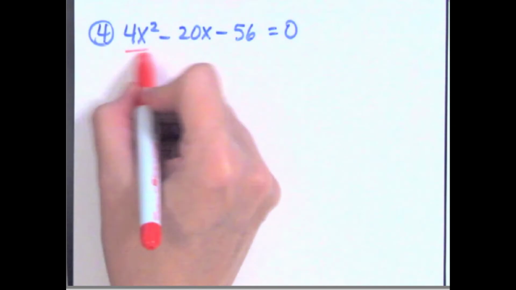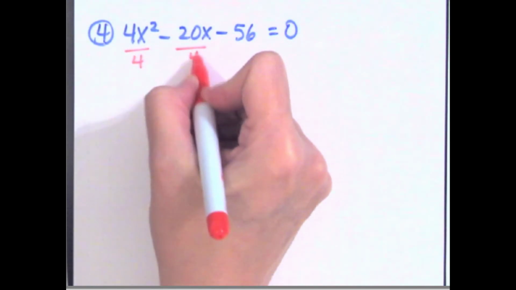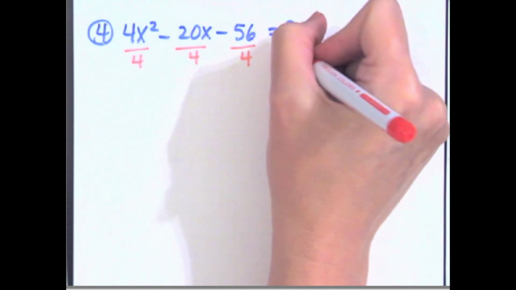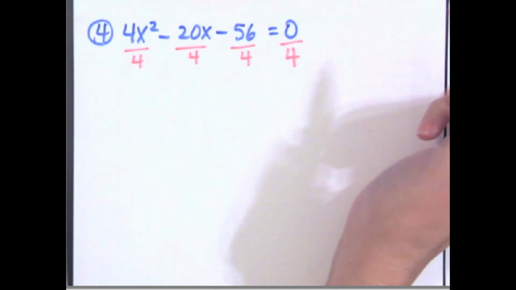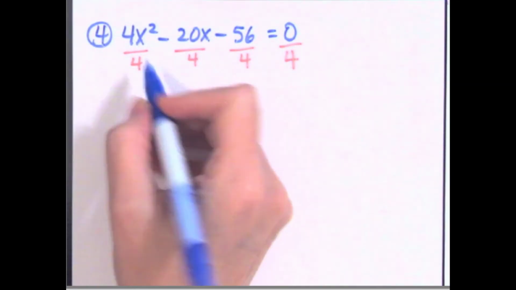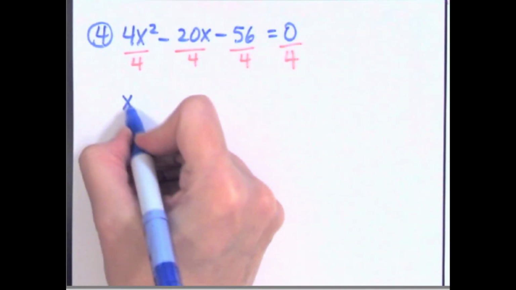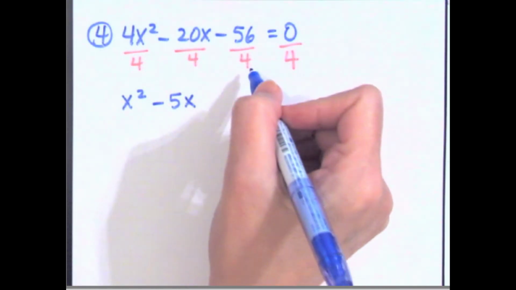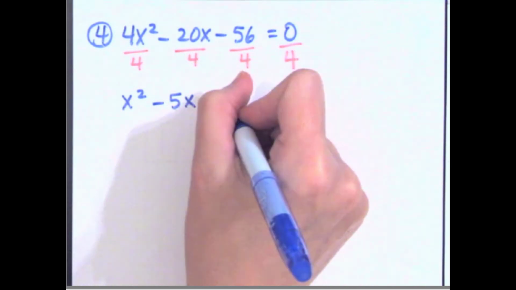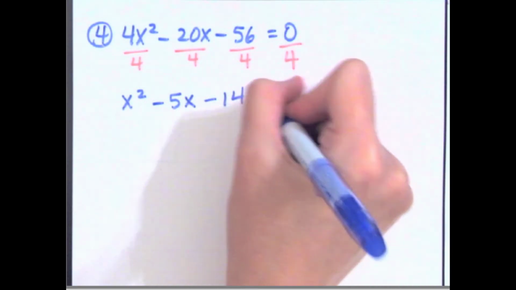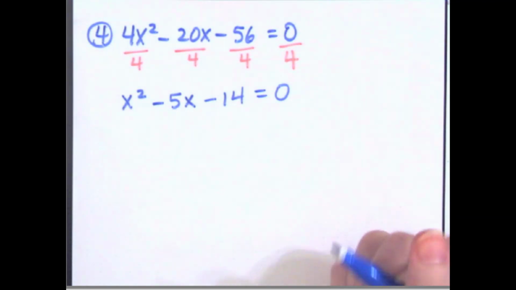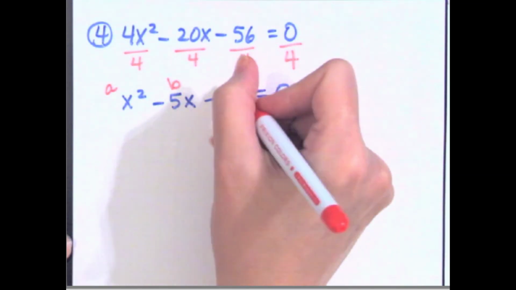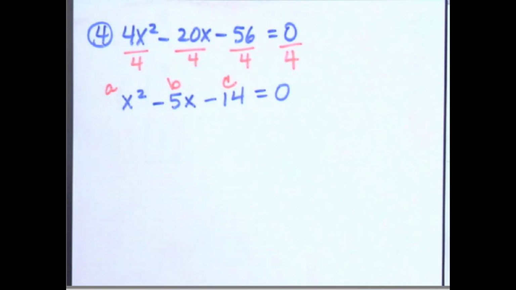So what I'm going to do is divide each term by 4. And since this is an equation, I get to divide both sides by 4. So 4 divided by 4 makes that 1x squared. Negative 20 divided by 4 is negative 5x. And then negative 56 divided by 4 is negative 14. And 0 divided by 4 is 0. Now our A is 1. So A is 1, B is negative 5, and C is negative 14.